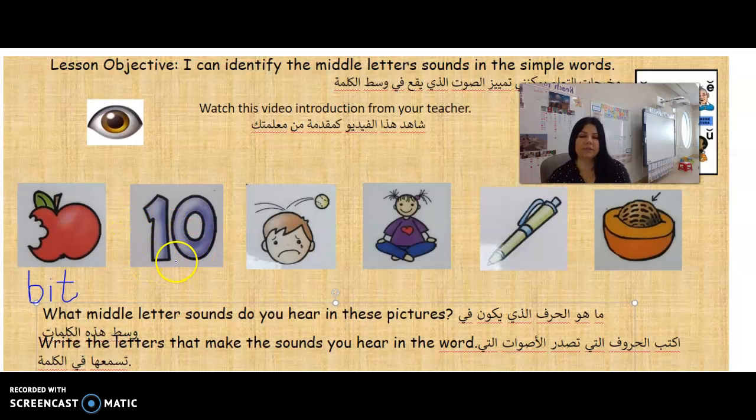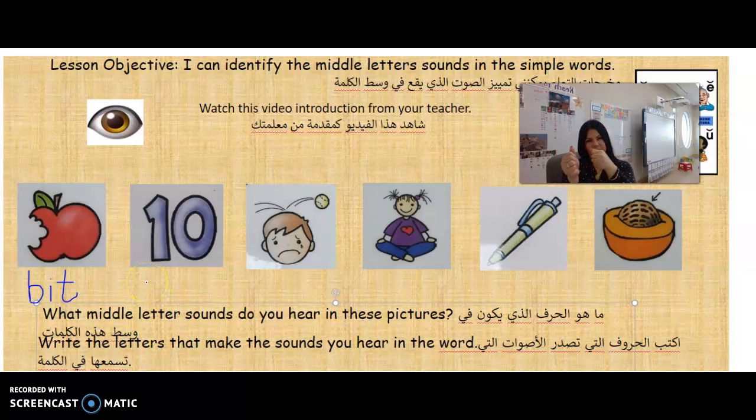Now let's look at the next picture. Ten, ten. What is the middle sound? Middle. So on the first picture, the middle sound is E. Middle, something in the middle. Not the first, not the last, but the middle one, the second one. Now ten. T.